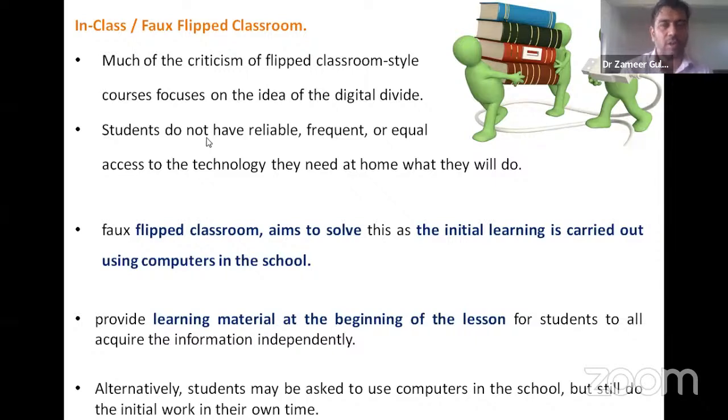Say 10% of the students are like this; we call all those 10% of the students, we provide every material, and we give them space in the college or university. We ask them to go and study. Then the rest we do as per the flipped classroom. So this is what the Fox flipped classroom is. If your students are not able to study at home, or lack these technical things, we provide them, and allow them to study in the school, college or university, and later they carry out the other activities as per the flipped classroom.